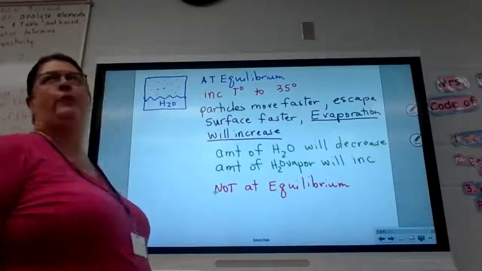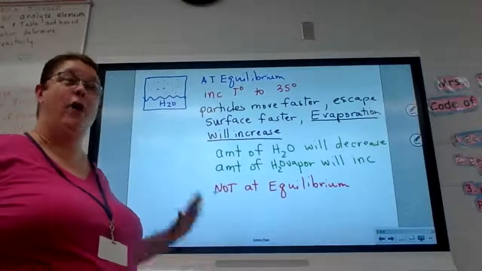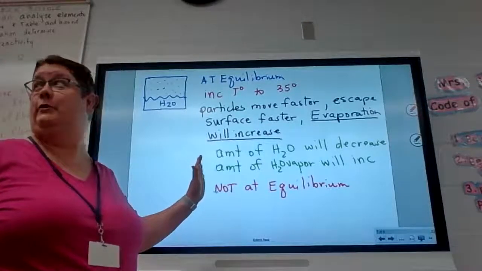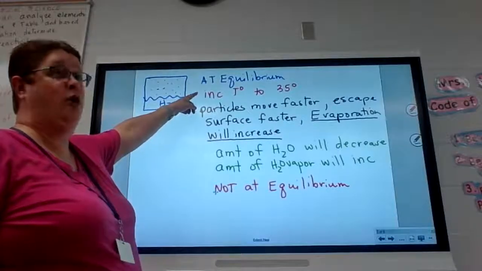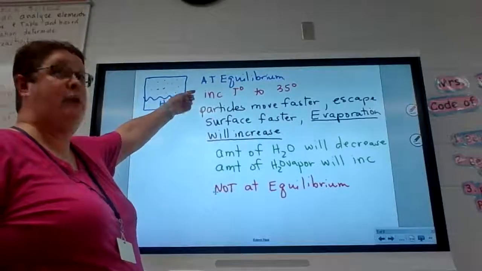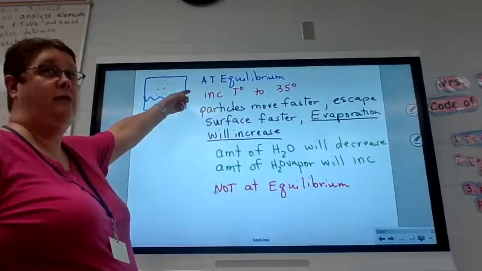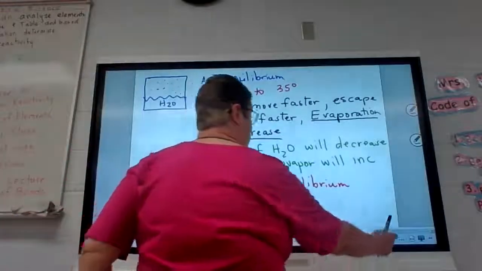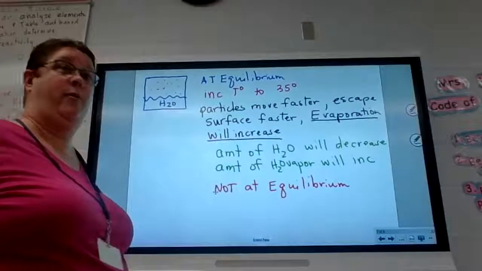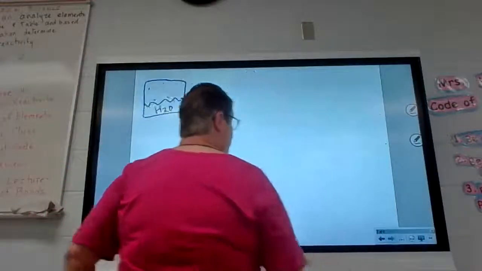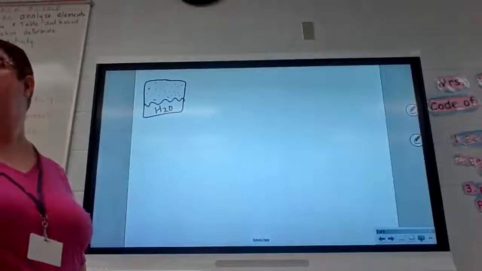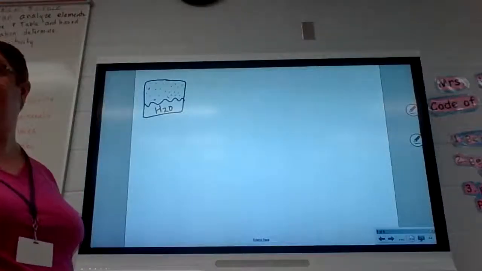Okay? We're not at equilibrium. That's why I wanted to point that out. I said we were at equilibrium. We changed the temperature, so I disturbed it. So we're not at equilibrium anymore. It's going to get back there. So you give an example of what would happen. What would happen if we disturbed it? Now, what's going to happen?